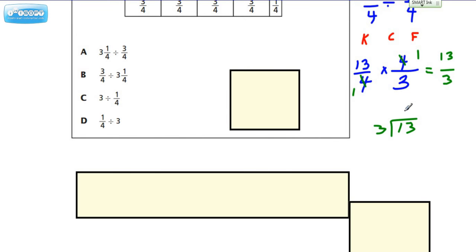This is going to go in 4 times. 3 times 4 is 12. Subtract, and we get the 1 left over. We'll make a fraction bar here. The remainder will become the numerator, and our divisor will become the denominator. So our answer here, when we went through the algorithm, we got 4 1/3 for choice A. And now we're going to check to see if the picture matches that.